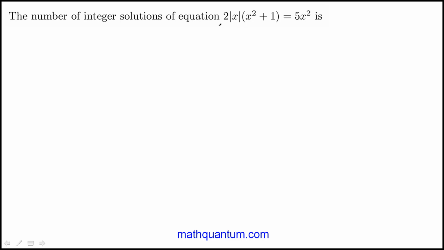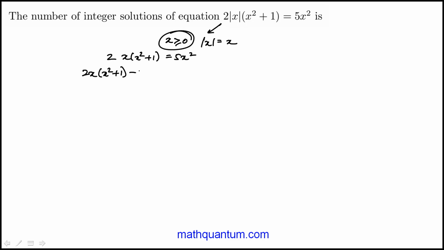So here we'll consider the two cases. The first one is when x is greater than or equal to 0. We can replace the absolute value of x with simply x, and then go ahead and find the solutions in this scenario. And what I'll do is I'll move this term to the other side and factor out x.